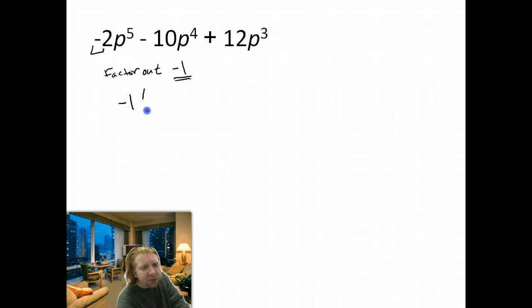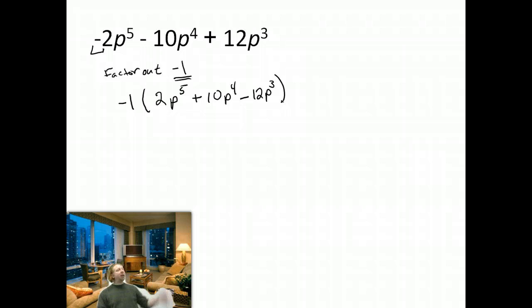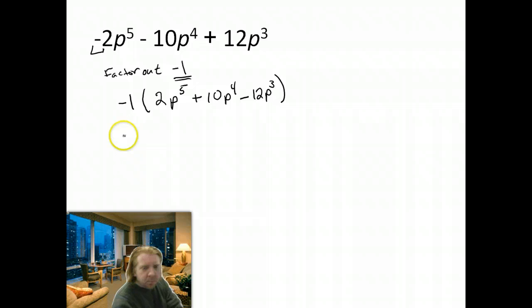If I factor a negative 1 out, now I'm left with this thing: 2p to the 5th plus 10p to the 4th minus 12p to the 3rd. Basically, factoring out that negative 1 changes all the signs. So now I look at it and say, okay, what else can I do with it? Pull out a 2? Yep. So let's factor out a 2.